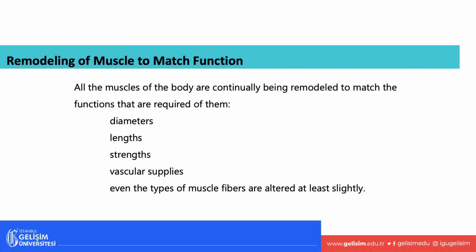All right, so the muscles in our body are constantly being remodeled or adapted to match the demands placed on them. This includes changes in muscle diameter, length, strength, as well as the vascular supply. Even the type of muscle fibers can be altered to some extent to better suit the functions they're required to perform. Now, these adaptations occur in response to changes in our physical activity levels, such as increase or decrease in exercise, as well as in changes in our overall health and, again, our aging process.